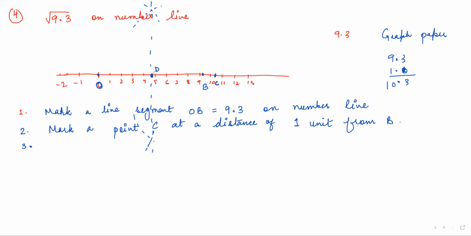Now what will you do? You place your compass at D and take this distance OD in the compass and draw the semicircle, like this. Clear? With D as the center, you have drawn a semicircle. Write the third point: find the midpoint of OC, and mark it D.